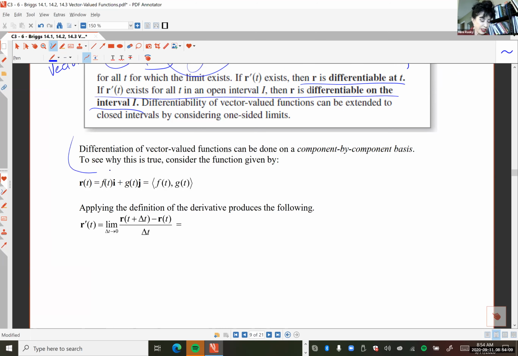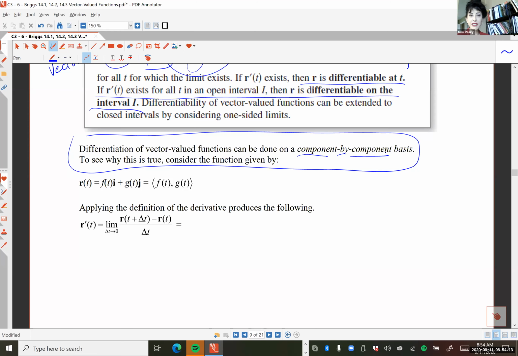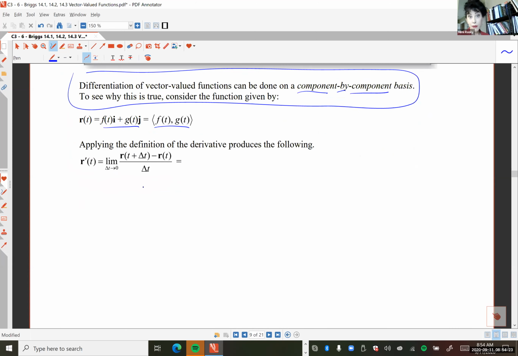So here's how we're going to do it. You're just going to find derivatives on a component by component basis and then put it all together either in component form or as a linear combination of the standard unit vectors, or however my math lab may be asking you to. Now, I do want to have you watch how this limit definition ends up being component by component.